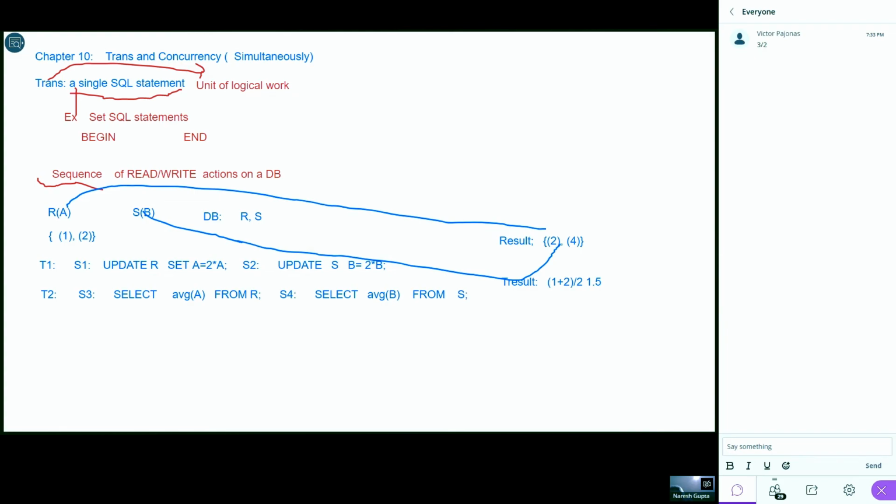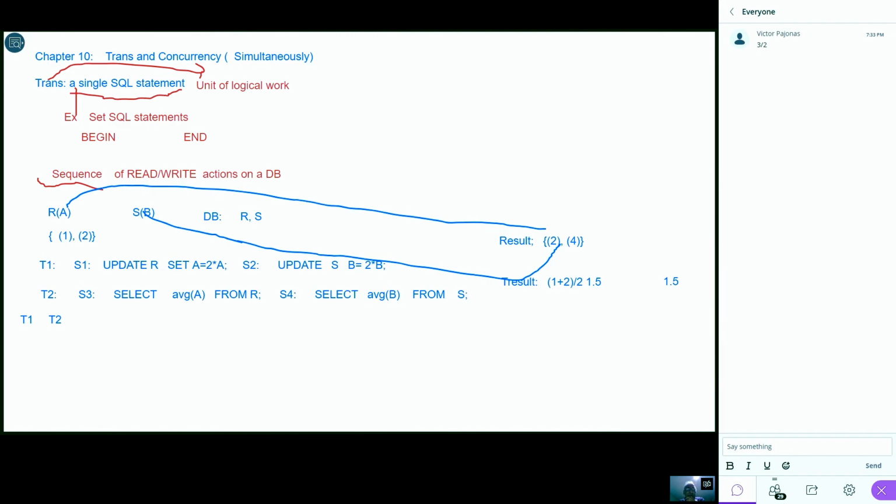Now, all right. Now let's assume T1 goes first, then T2 goes. Okay? So they are operating in what we call serial order, T1 first, T2 second.